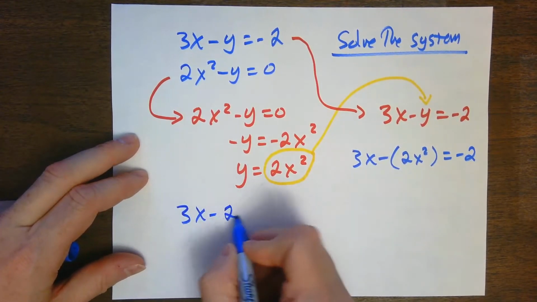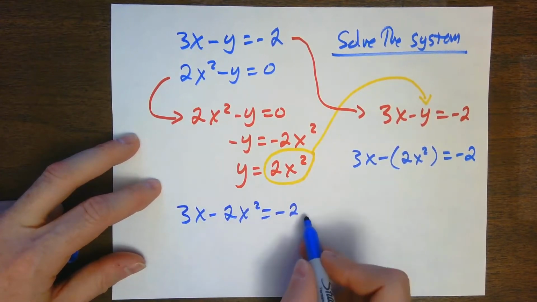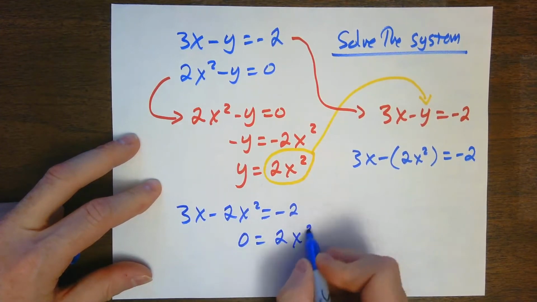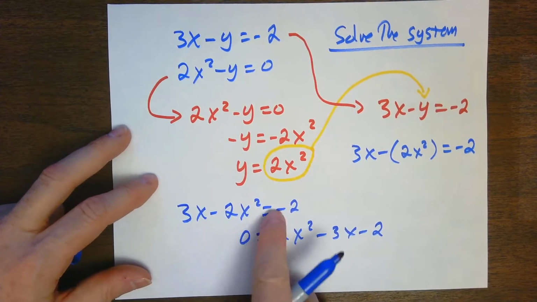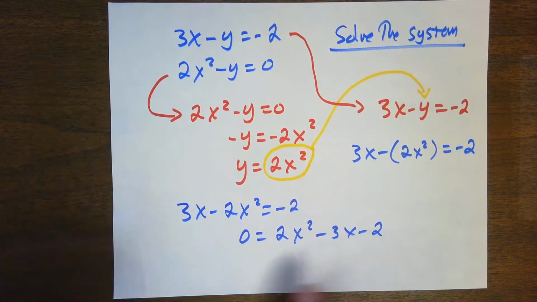3x minus 2x squared equals negative 2. I'm going to subtract the 3x over, add 2x squared over, write it in descending order, and I get this. Subtract the 3x, there it is. Add the 2x squared, there it is. The negative 2, there it is. Solving this equation, it's a quadratic in standard form.